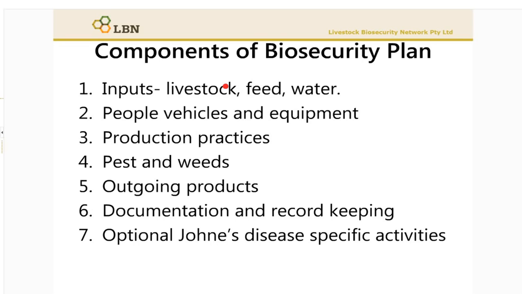The outgoing products, and this is all part of LPA too, making sure you're not spreading disease through the sale of animals, or making sure the animals are within correct withholding periods, etc. And then the documentation and record keeping, where the records are kept, what records you're keeping about the animals, what treatments you're doing, etc., etc. And then for the JBAS score, there's optional Johne's disease-specific activities as well. And I'll go through them now quickly about what they involve.